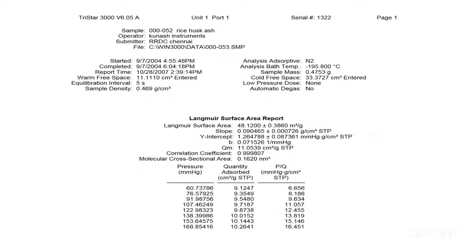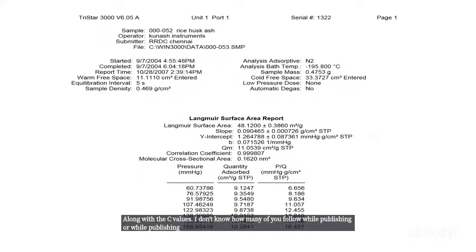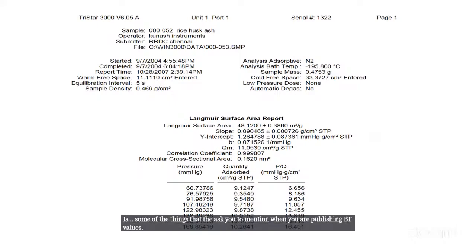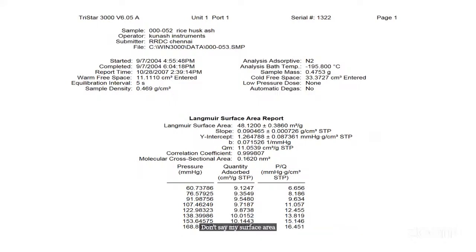No matter what you publish, for God's sake, if it is a BET equation, write it along with the C values. I don't know how many of you follow guidelines while publishing papers. But IUPAC mentions some guidelines for publications. And the value of C and the pressure range are some of the things that they ask you to mention when you are publishing BET values. Don't just say my surface area of my sample is so-so.